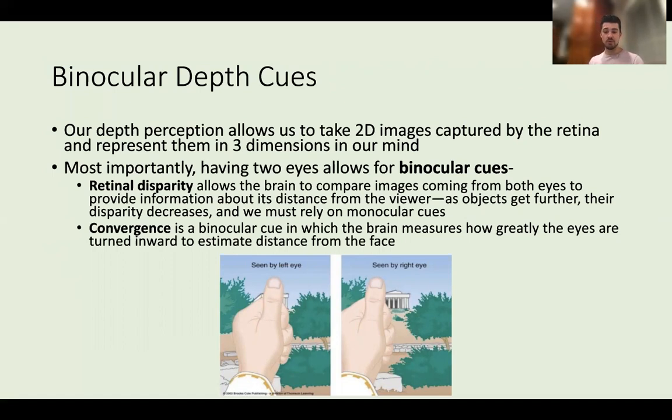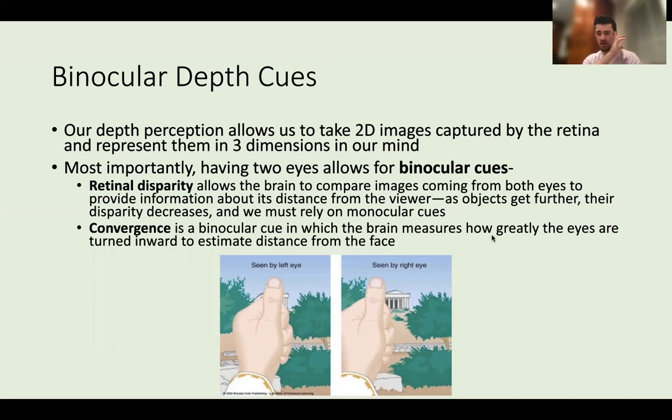And if you look at the bottom, you can see a picture of someone holding up their thumb, and it says seen by left eye and seen by right eye. If you actually take your thumb and choose something in the distance and put it up, and you close one eye and then the other, you can see that your thumb seems to move into different positions. But we don't really see that consciously when we have both eyes open, because that's called retinal disparity, and our brain does a very good job of taking care of that and turning it into an image that makes sense to us.